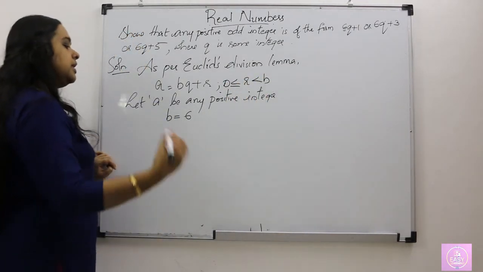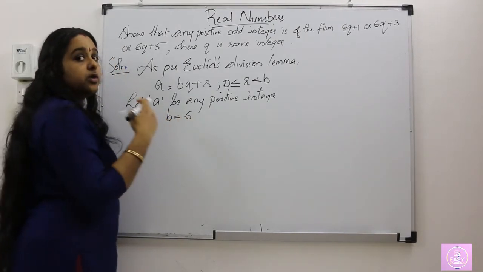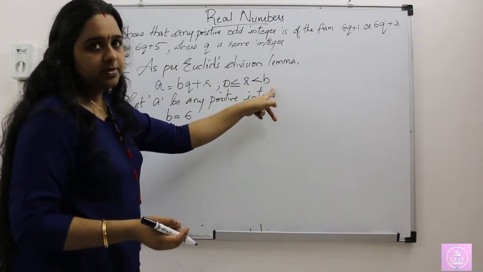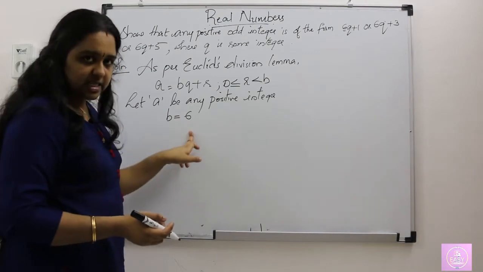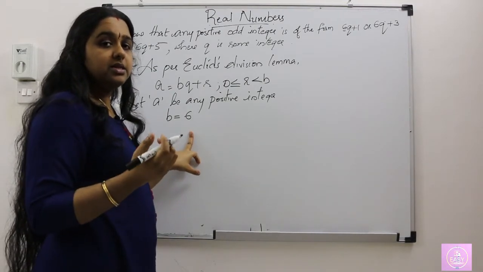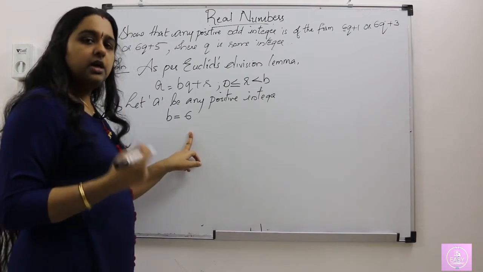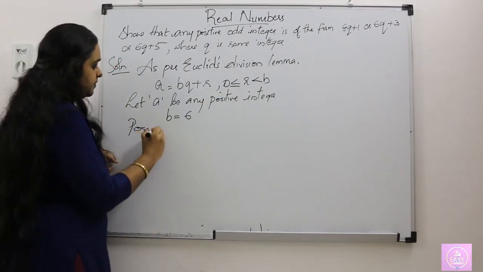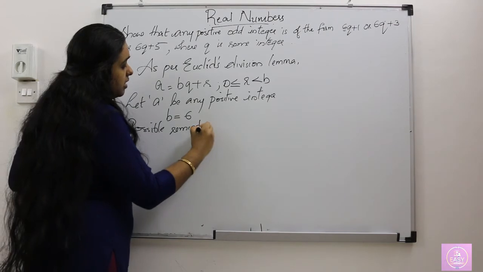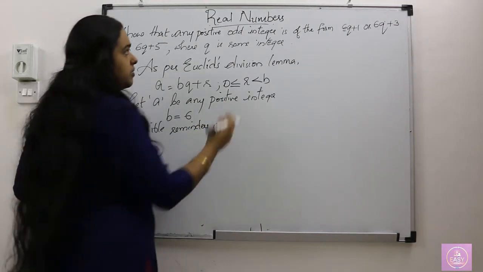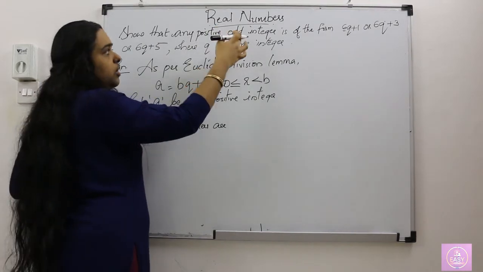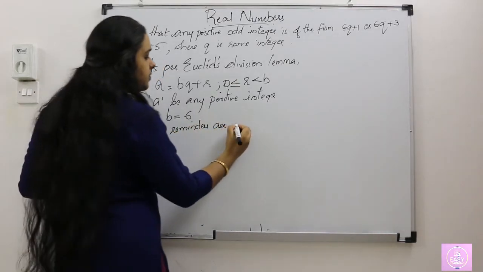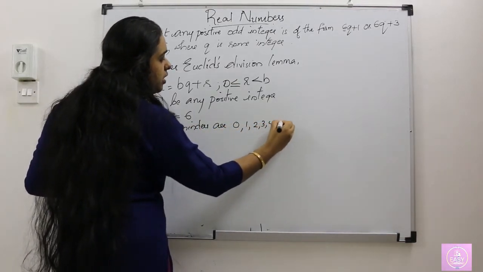Is it clear? Then, if B equals 6, what will be the possible remainders? We know that R will always be less than B. Here, as per the question, B equals 6. Then the possible remainders are 0, 1, 2, 3, 4 and 5, because R is less than 6. Because it is a positive integer, negatives will not come.